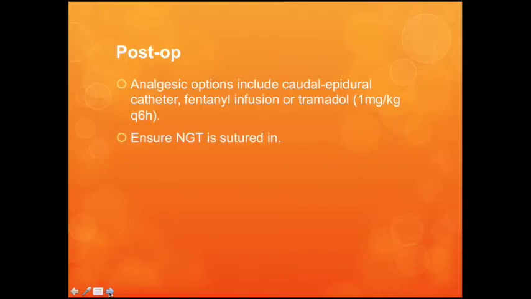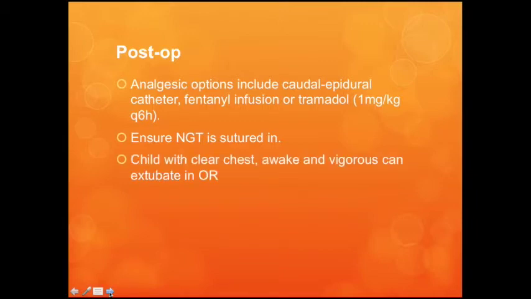The nasogastric tube should be sutured in because if it comes out, the surgeon will kill you, because obviously A, that keeps their esophagus open, and B, you don't want to go poking a nasogastric tube in through the surgeon's anastomosis.